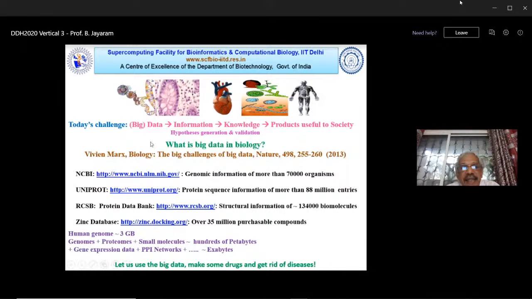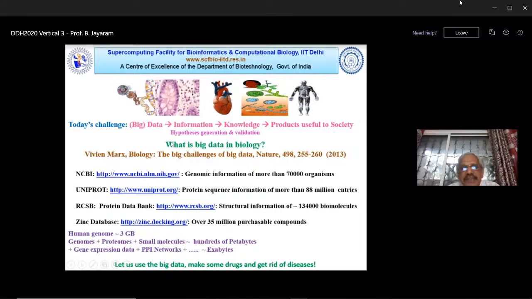Now, another motivation here is not only coming up with products which are useful to society directly, but it could also be used for generating new knowledge. So from big data, you go to information to knowledge. This in itself is a laudable goal. Then, of course, utilizing this knowledge, we're going towards products useful to society. So that's a big challenge today.